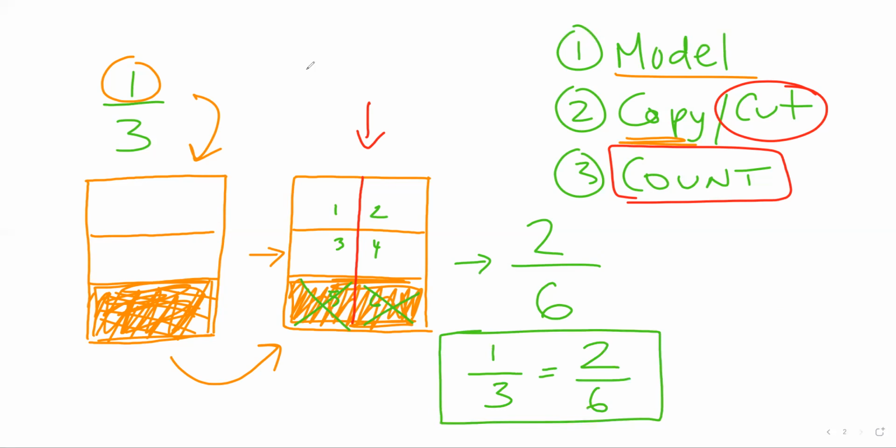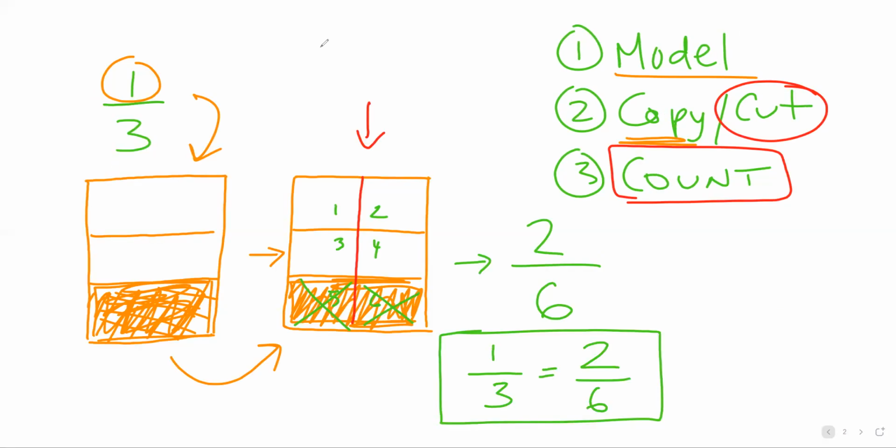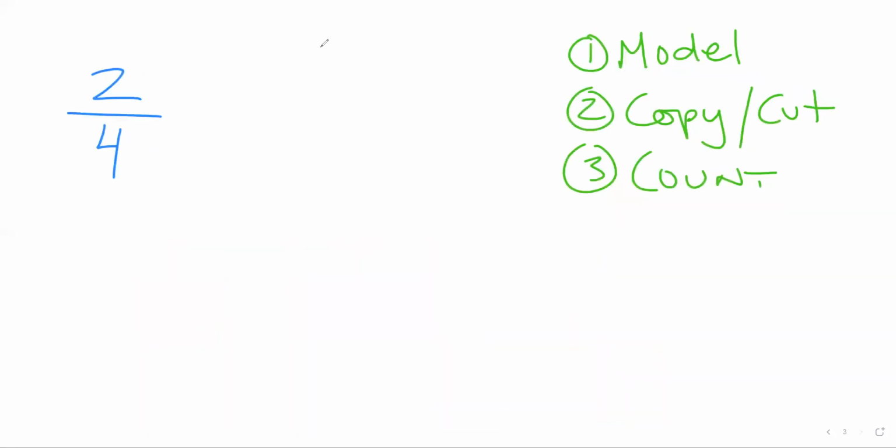Okay, so that's one example. As always, we're going to keep practicing our examples so they make sense. So our steps: model, copy, cut, and then count. All right, so let's take another fraction. Let's do the fourths. Right, what did I do? Thirds last time? Yeah, cool. So let's just do a different denominator. Okay, so it's 2/4. So let's play that game.